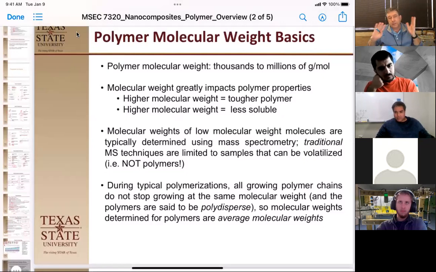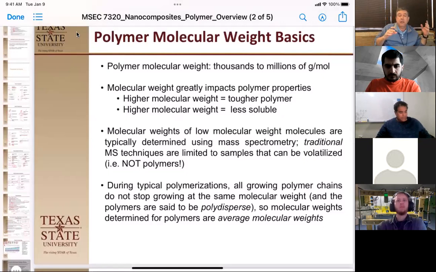Okay, molecular weights of low molecular weight compounds, like small molecules or individual monomers, are usually determined by mass spectrometry, because we can volatilize them and send them through the spectrometer and get an exact mass. However, polymers can't be volatilized. They're just way too big. So we typically have to use a different method to look at their molecular weight.